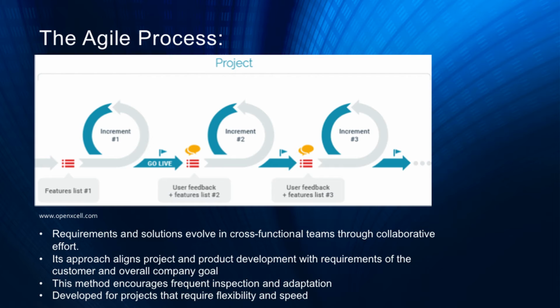Requirements and solutions in Agile evolve in cross-functional teams through collaborative effort. Its approach aligns project and product development with requirements of the customer and overall company goals. This method encourages frequent inspection and adaptation, developed for projects that require flexibility and speed. And we're seeing more and more that companies are looking for flexibility because there's such a demand for technology that they have to have a quick turnaround time to support the needs and demands of the user.